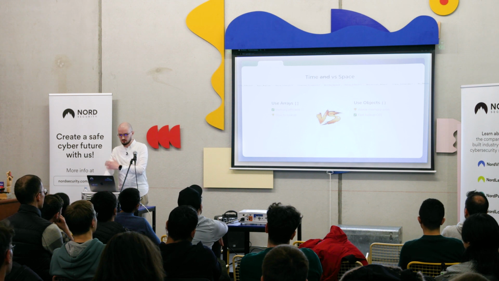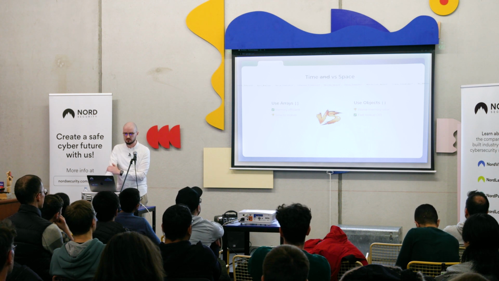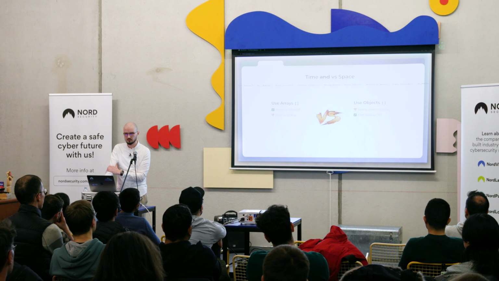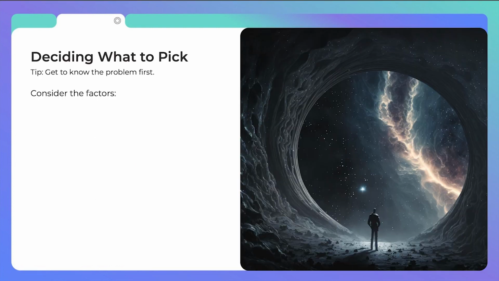Whilst on the right side, we have the object, which is not so memory efficient, but has O of 1 lookup time. And you can use the examples from previous slides to align them. So again, the arrays here would represent the nested loops, and the objects would represent the growing accumulator. How to decide which to pick?